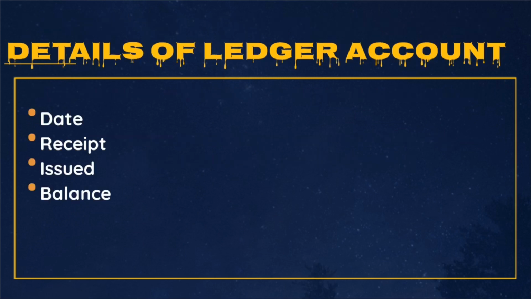Just like I said, in the preparation of the inventory account, there are four details that are required. We have the date, we have receipt, we have issued, and we have balance. Date is meant to record the date on which the transaction takes place. The receipt side is where all the inventory received will be recorded. The issue side is where all the inventories to be issued out will be recorded, while the balance column is meant for the amount of inventories that are left in the store.